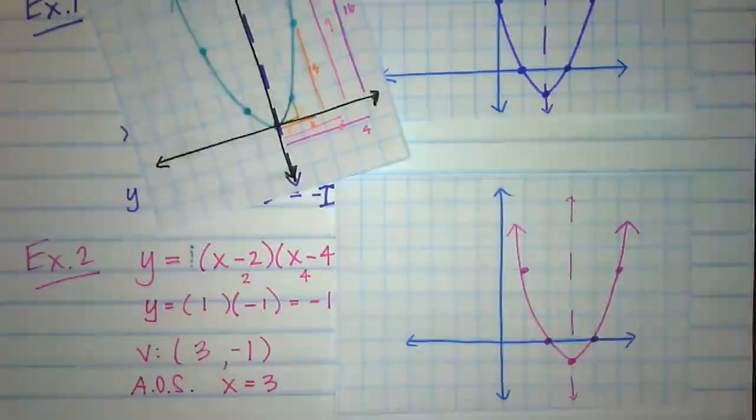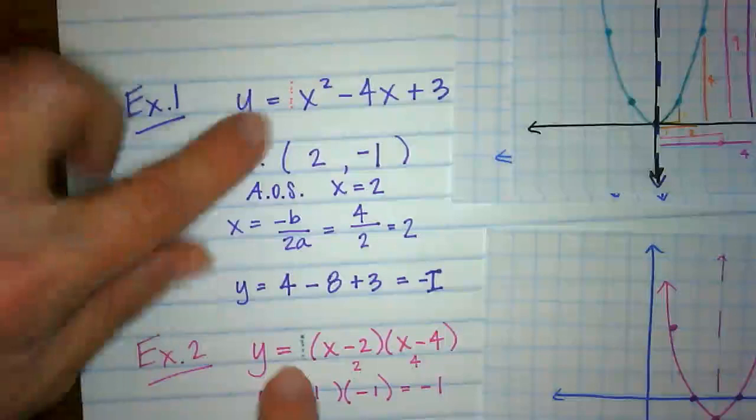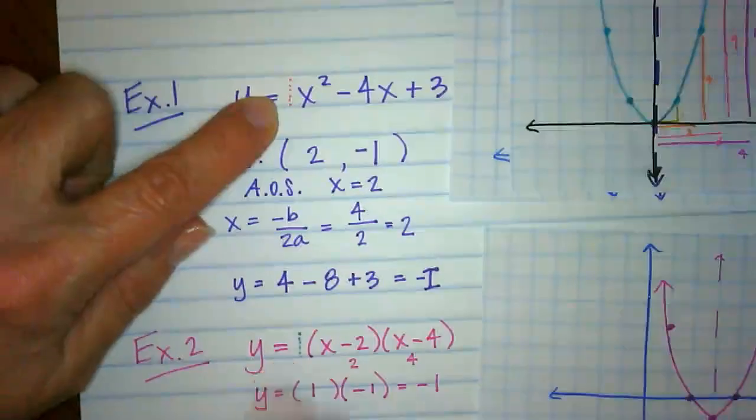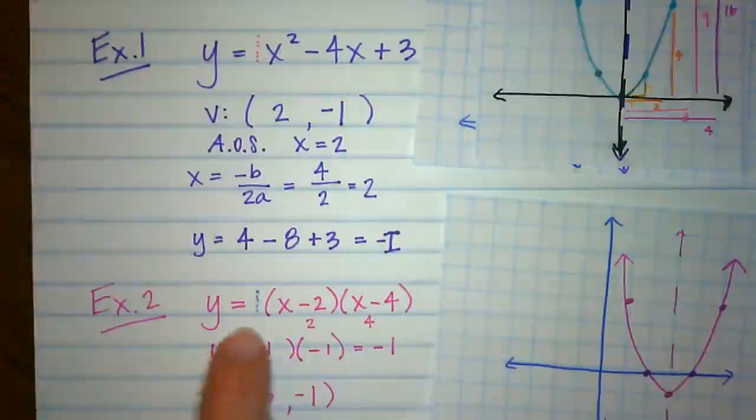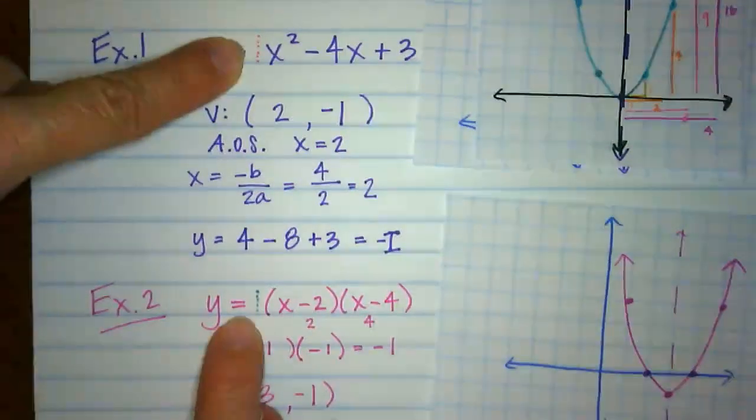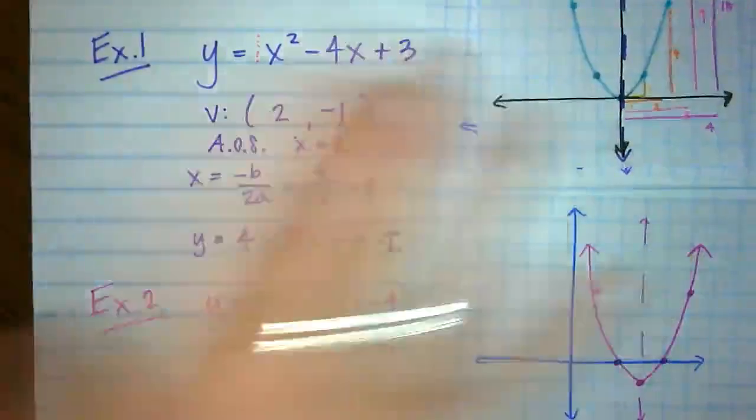Now there's more to graphing quadratic functions. I mentioned that both of these had a leading coefficient of 1. So we're going to save that for another video, what we do when our leading coefficient is something other than a 1.